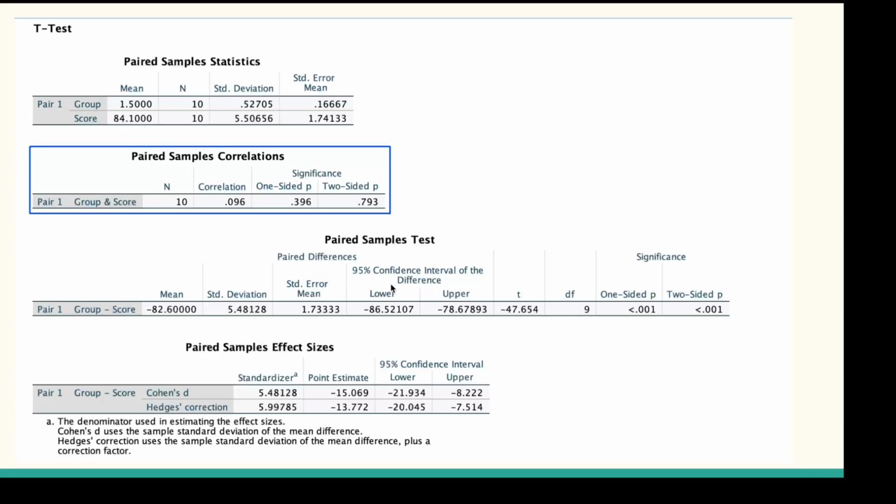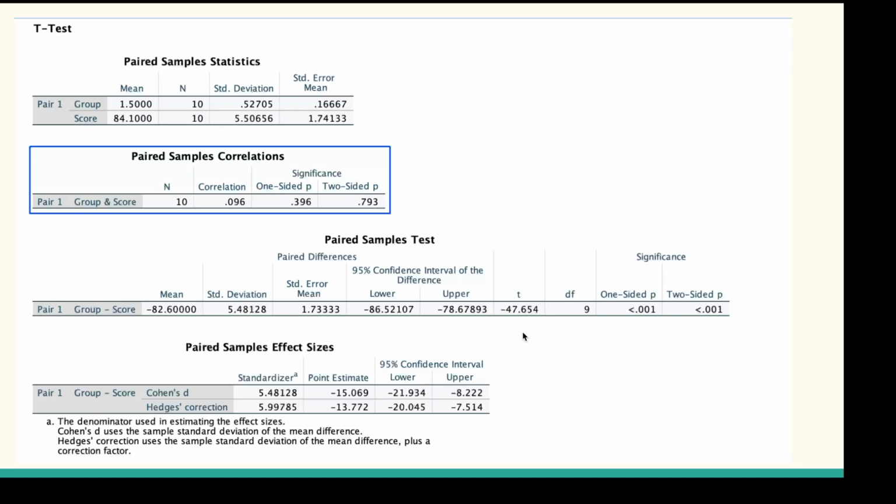Now, when we go into the 95% confidence interval of the difference, lower and upper, this provides a range of values within which we can be 95% confident that the true mean difference between the paired scores lies. The 95% confidence interval for the mean difference ranges from negative 86.52107 to negative 78.67893. So that's the range.